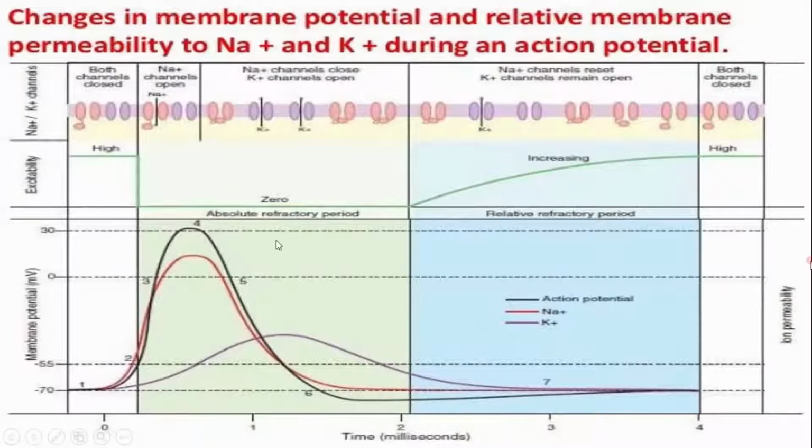This green color is the action potential. This red one is the sodium conductance, and the violet colored one is the potassium conductance of the membrane. What happens to the potassium and sodium conductance with the action potential?